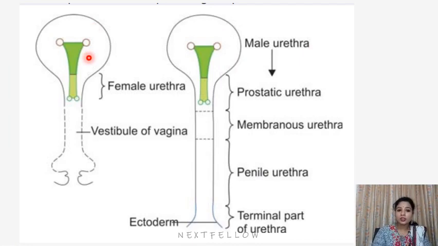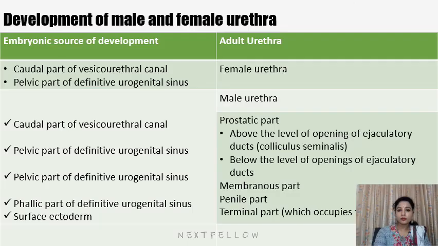Next we shall understand the development of the urethra, male and female. We can see the absorbed part of the mesonephric ducts forms a part of the urethra as well, and the caudal part of the urogenital sinus also gives rise to a part of the urethra. In females, the urethra is formed from the mesonephric ducts and the absorbed part of the urogenital sinus. In males, we can divide it into the prostatic, membranous, penile and terminal parts of the male urethra. We can see what each part forms here.